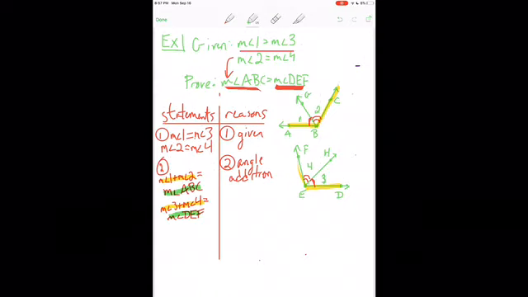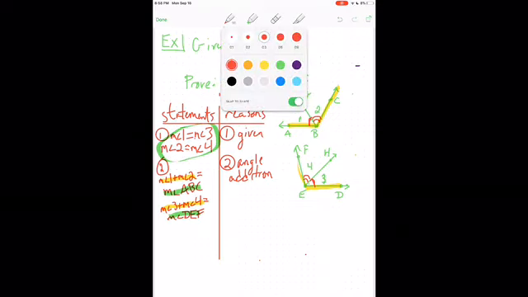So looking back at this given information here, what can I do? Well, I can add the two together, right? And this is just using the addition property. Measure angle 1 plus measure angle 2 has to be equal to measure angle 3 plus measure angle 4. Because, right, if you have A equals B and C equals D, A plus C has to equal B plus D. That's the addition property of equality.